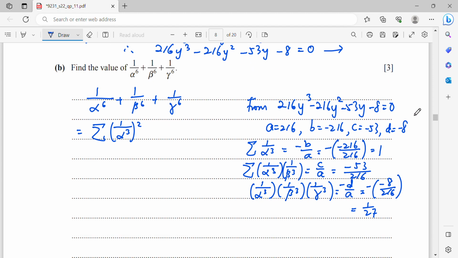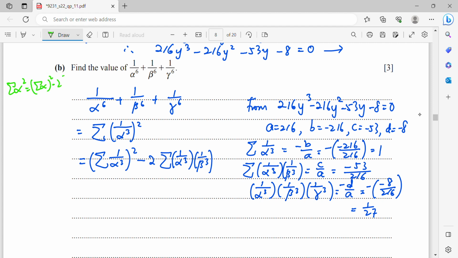Okay, so now I'm going to use the formula: summation of the square of the roots equals to the square of the sum of the roots minus 2 times the sum of the product of the roots. Okay, it's like we have this formula. Summation alpha squared is the square of summation alpha minus 2 summation alpha beta. Okay, which is similar to this.